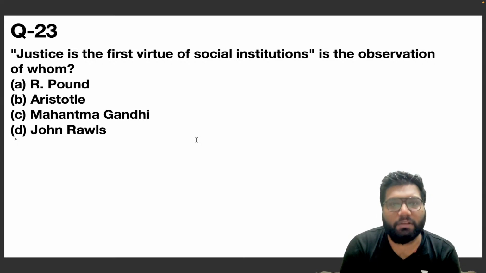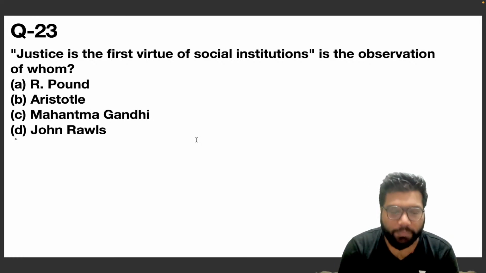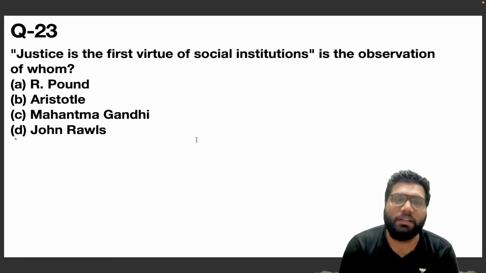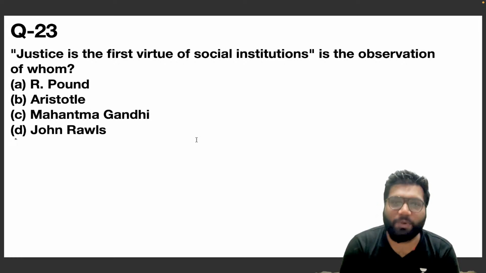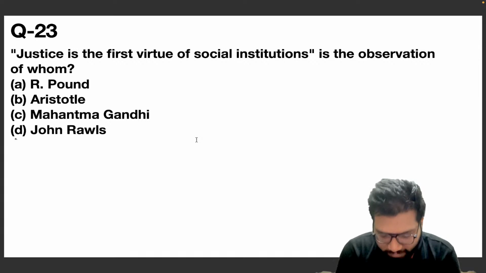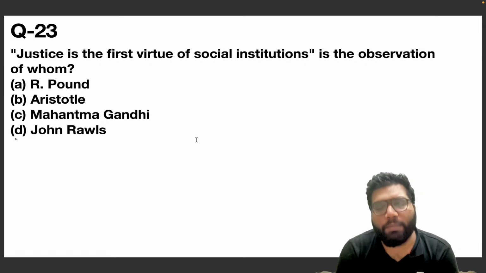Justice is the first virtue of social institutions, is the observation of whom? This is again coming back from the jurisprudence. I know 99.9% students now, it's going to be a fluke. Yeah, illustration F of section 114, read with 133, completes the concept.